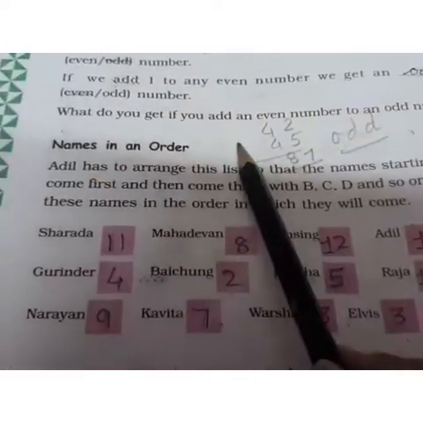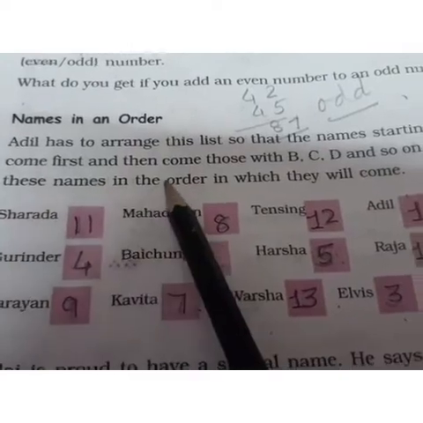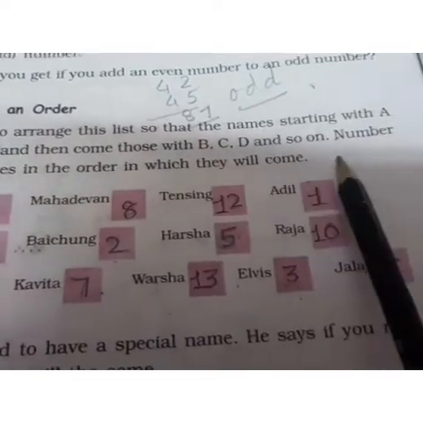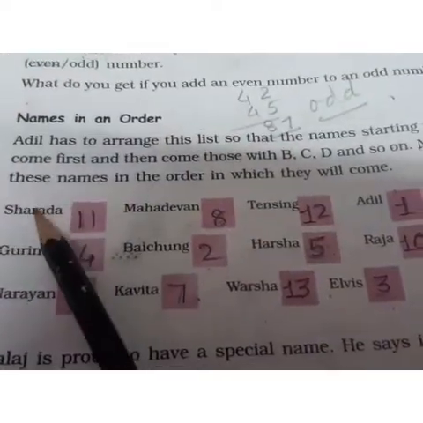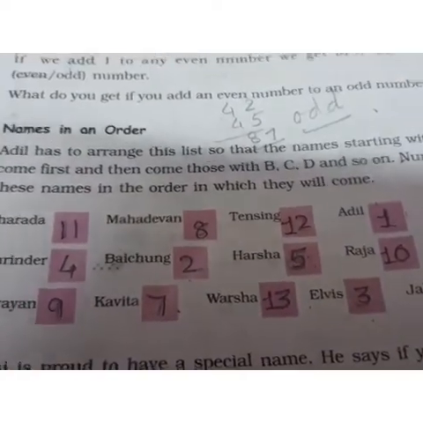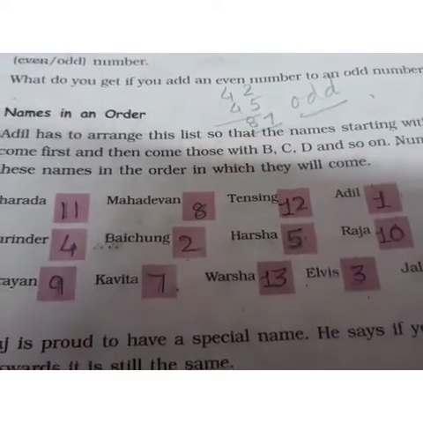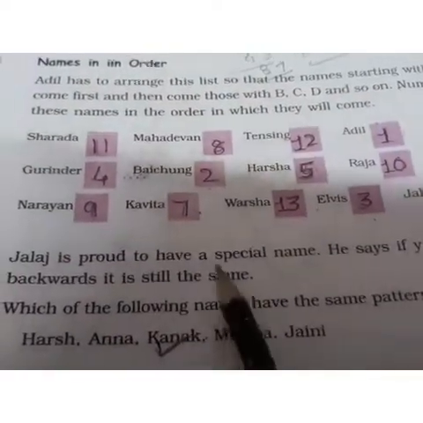Now names in the alphabetical order. Adi has to arrange this list so that the names starting with A come first and then come those with the B, C, D and so on. Number these names in the order in which they will come. So we have to write numbers in the order in which these will come.